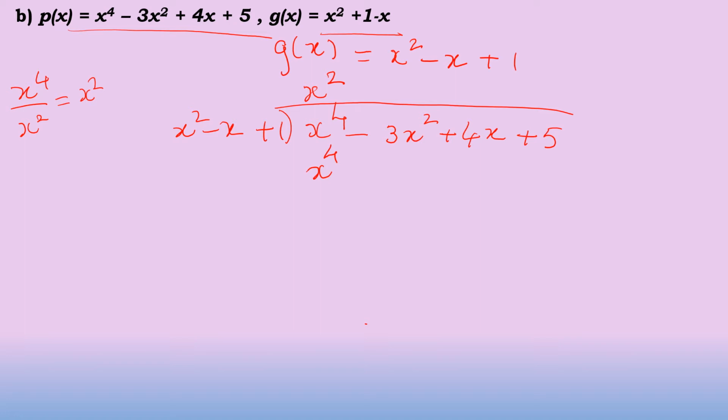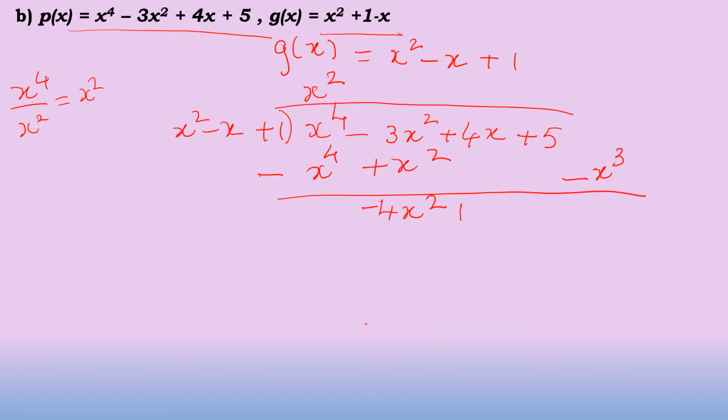So where do you write that? You don't have an x cube term. So you write it separately. You write minus x cube. X square into 1 is equal to plus x square. Now you can subtract. X raised to 4 minus x raised to 4 will be 0. Minus 3x square minus x square will be minus 4x square.